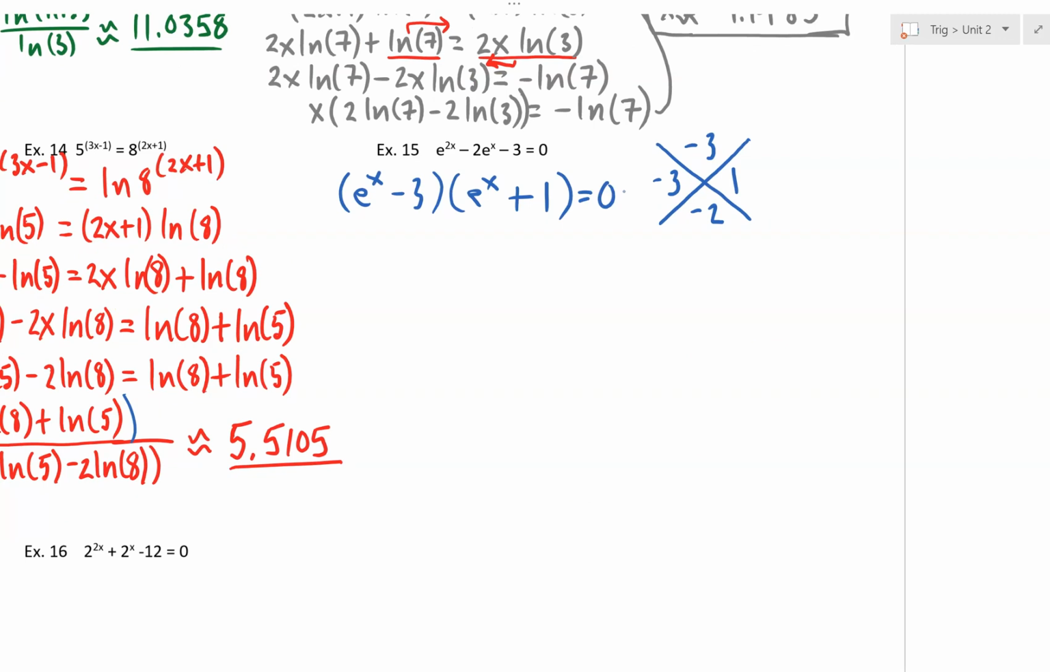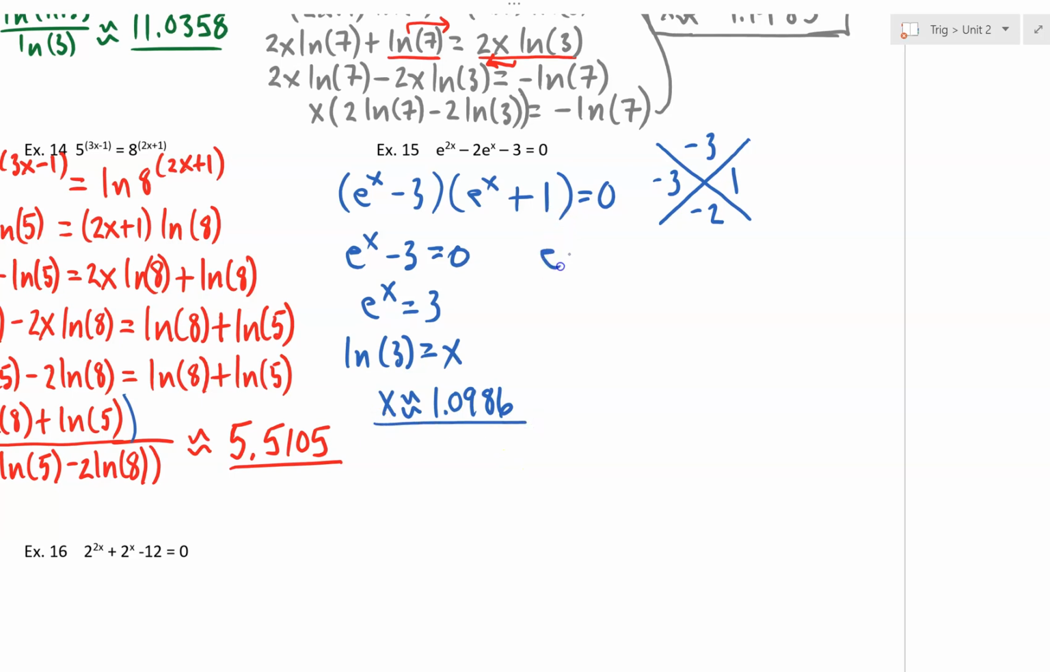I'm not done, though, because I do need to solve this out. This is e to the x minus 3 is equal to 0. So e to the x is equal to 3. In order to do this, you can write it as an exponential and solve it as a log. So taking the natural log of both gives me a log base e. So this is the natural log of 3, which is equal to x. So x would be approximately the natural log of 3, which in this case is 1.0986. So here's one answer.